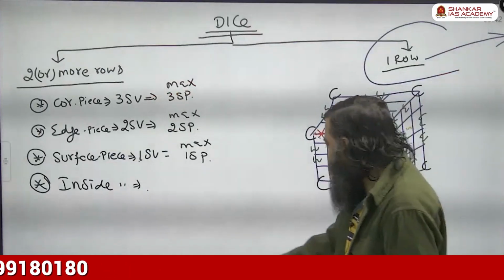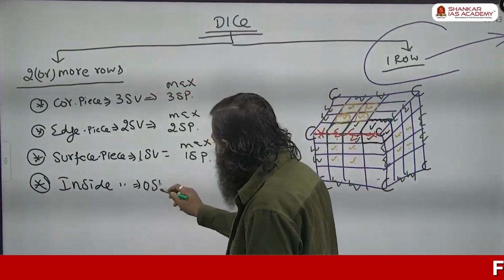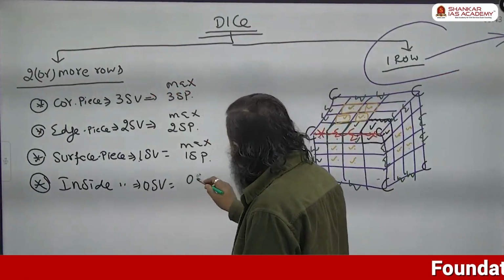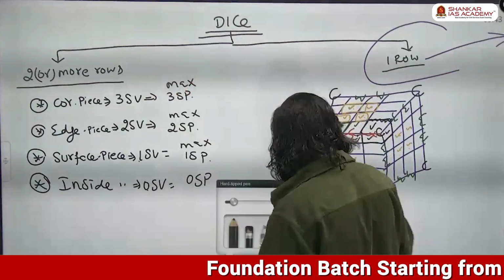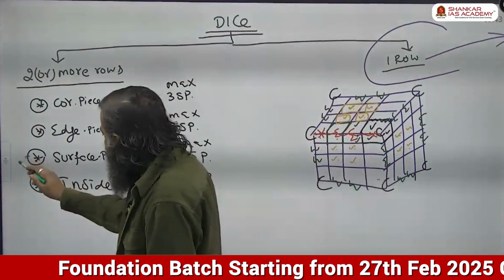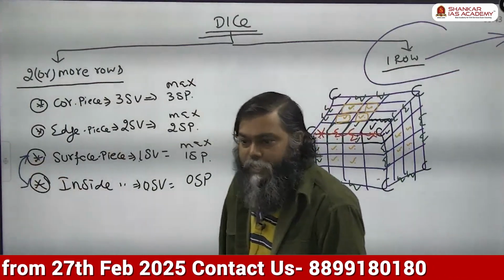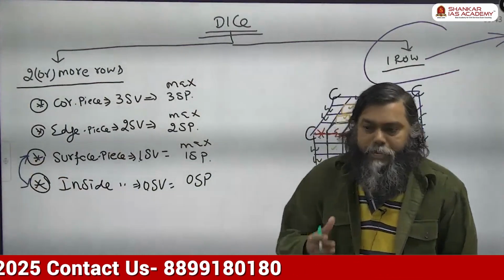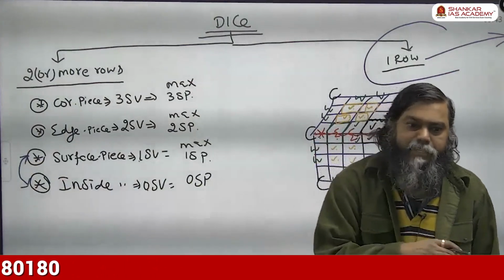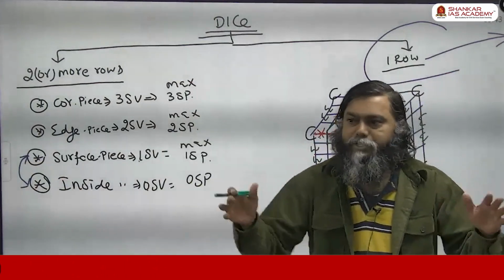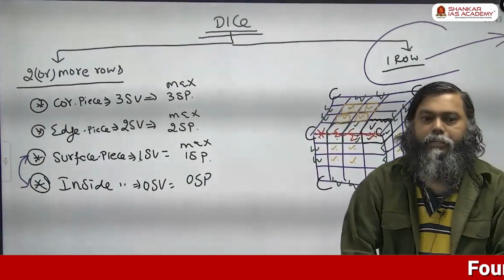So how many sides of the inside pieces are visible to you? 0 sides visible. So how many sides can you paint? 0 sides only. Understood? So surface piece and inside piece together are called the center piece. If the center piece is visible to you, it becomes a surface piece. If the center piece is not visible from any side, it becomes the inside piece. Understood?